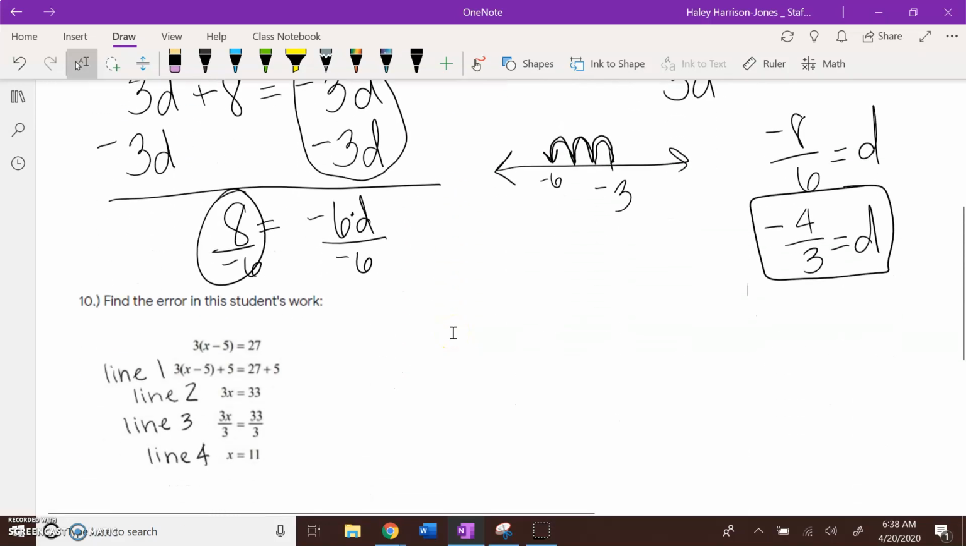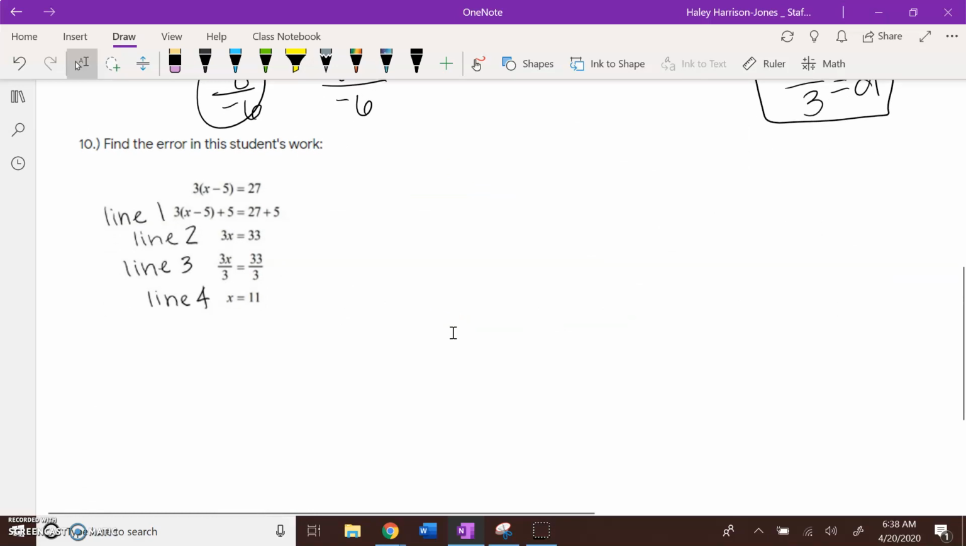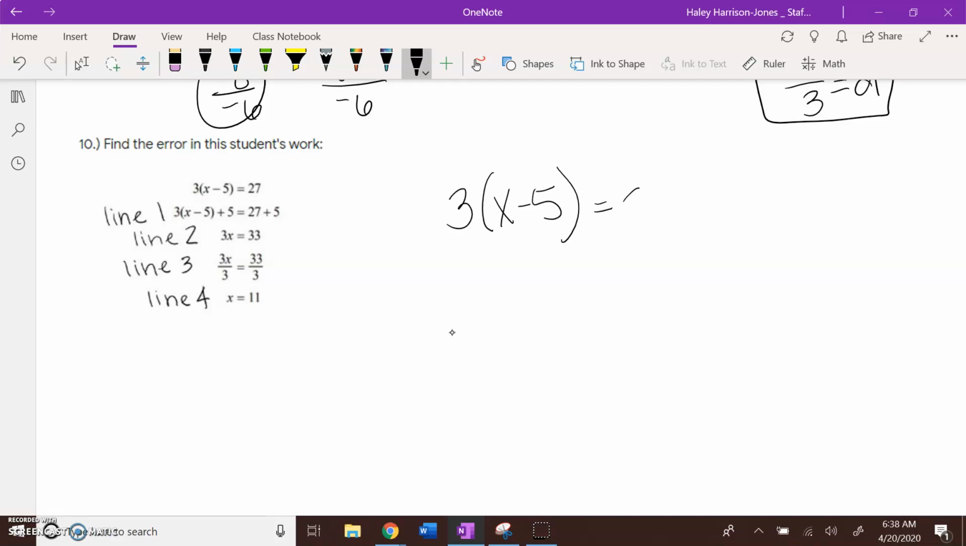The next question I want to look at is number 10, finding the error in the student's work. When we're looking at finding error problems, we want to look at how we would solve the equation ourselves. I have the equation 3 times x minus 5 is equal to 27. Well, notice I have a 3 outside parentheses, so I need to distribute first. 3 times x is 3x, and 3 times negative 5 is minus 15.